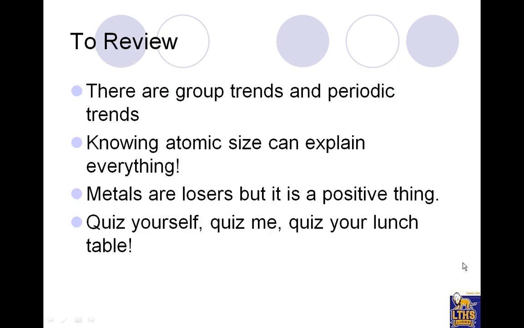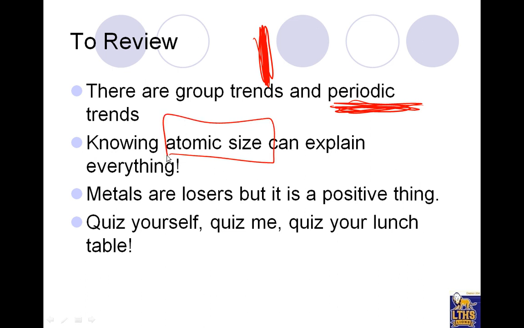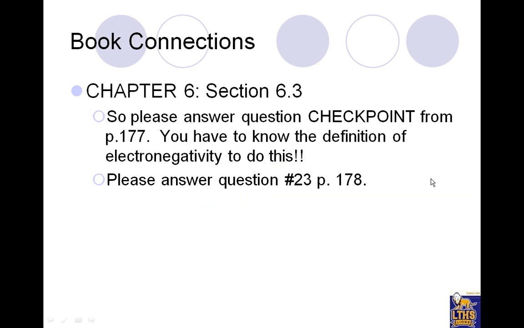Okay, to review, we'll play this song again. There are group trends, periodic trends, up and down. Okay. Up and down is a group trend. Across is a periodic trend. If you know atomic size, it explains everything else. Metals are losers, but it's a positive thing. Well, they make cations. Quiz yourself. Quiz me. Quiz your lunch table.